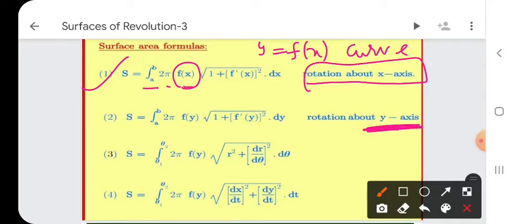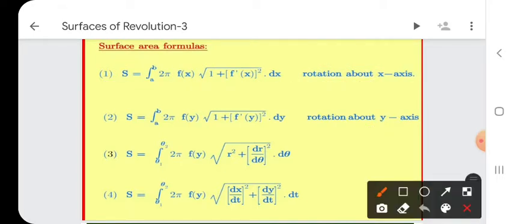If the curve revolves about the y-axis, what curve do we have? x equals f of y. See here, integral a to b 2 pi f of x means our given curve, and root of 1 plus f dash x whole square. What is f dash x here? Differentiation of the given curve. And dx. From the given data, we know the equation of f of x. We substitute this here, and we find the f dash x value by differentiating.